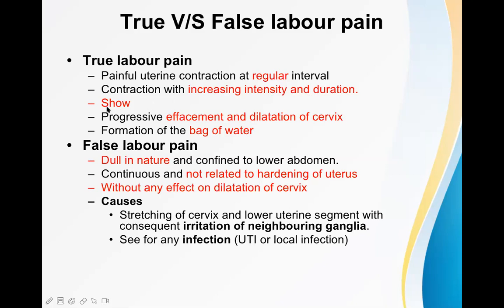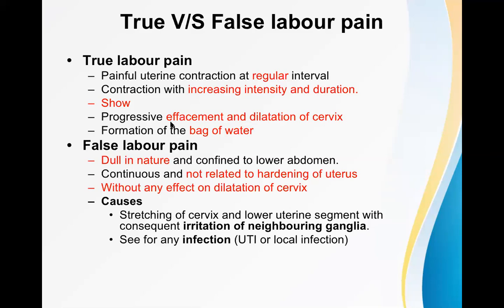Along with that, there is show. This is mucus discharge along with bleeding. Show, very important point. Another one, along with true labor pain, there is gradual effacement and dilatation of the cervix. Cervix will be stretched and get thinner. At the same time, it will be dilated. Always remember that without effacement and dilatation of the cervix, delivery is impossible. So it will happen along with true labor pain.